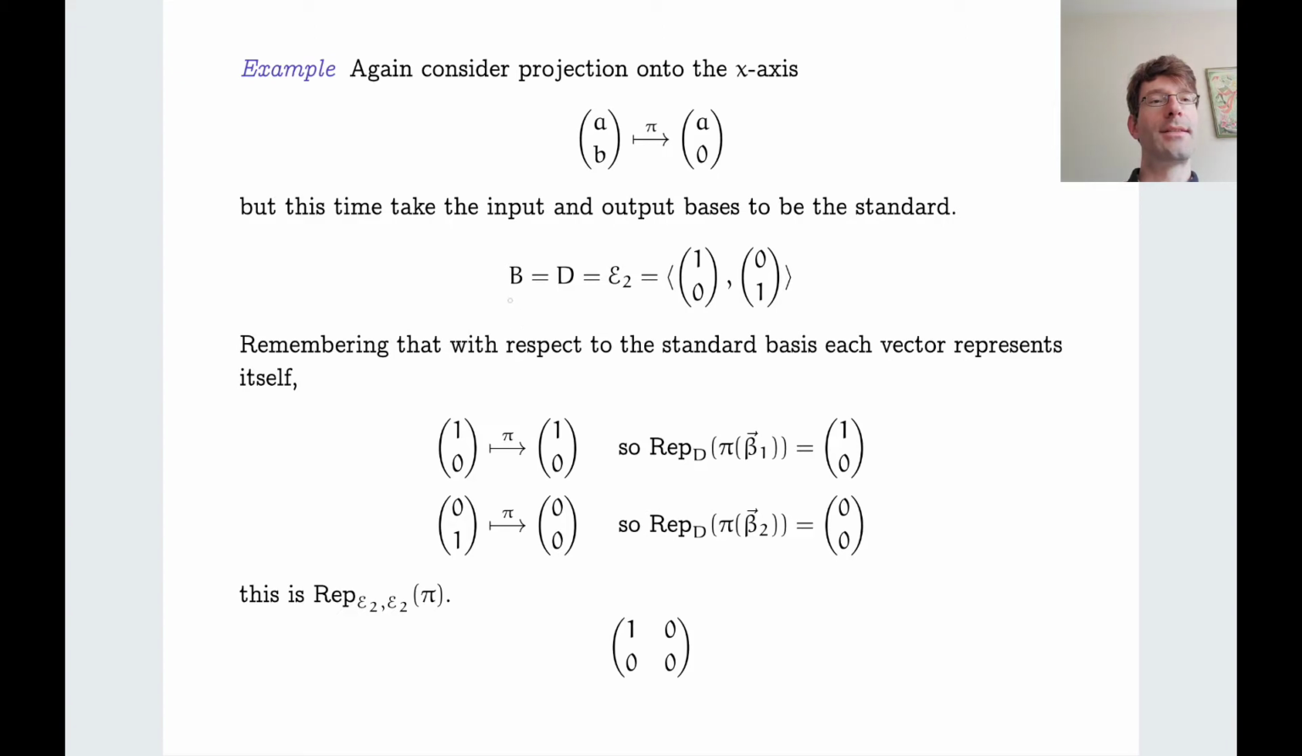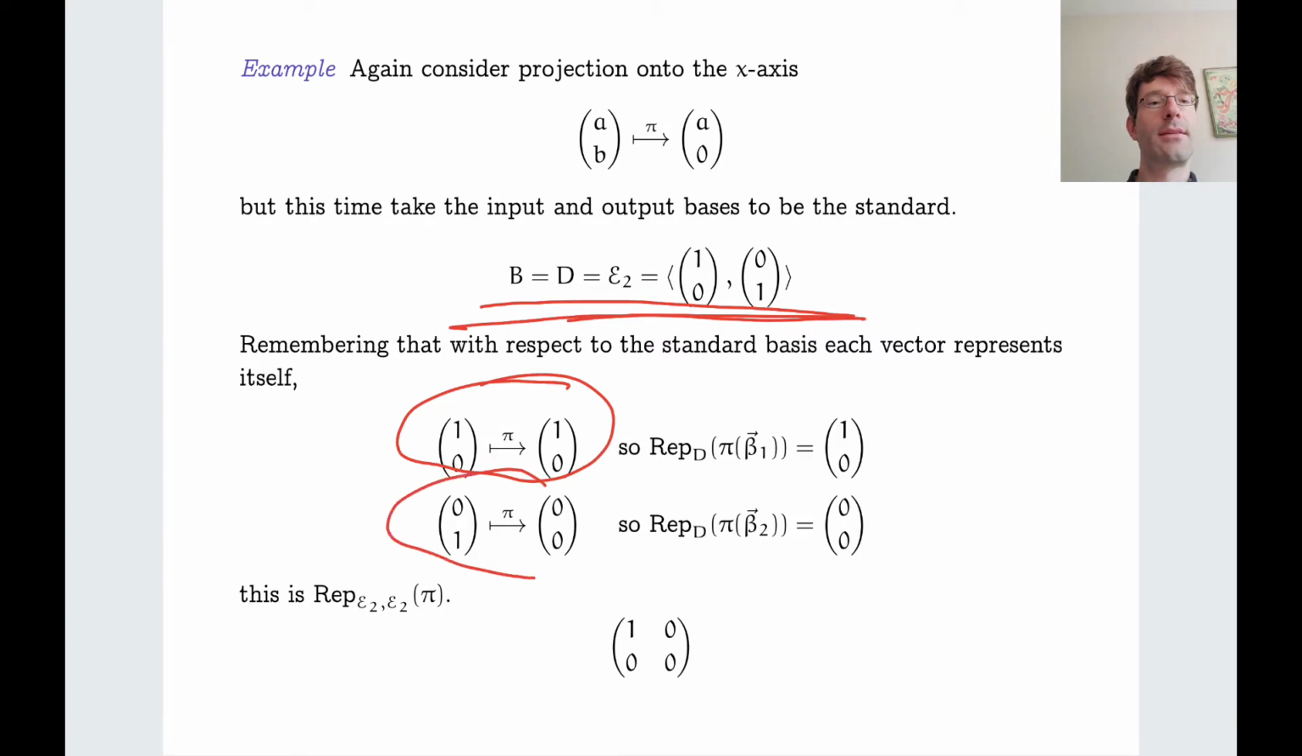Let's now simply take the standard basis, E2. Then what does pi do to the vectors from the standard basis? Well, it does this, what I'm circling here. Now the representations of these two vectors with respect to the standard basis are the vectors themselves, because we have chosen the standard basis.